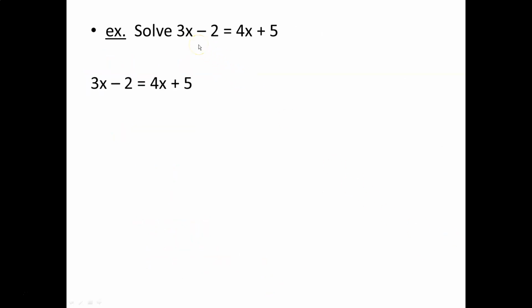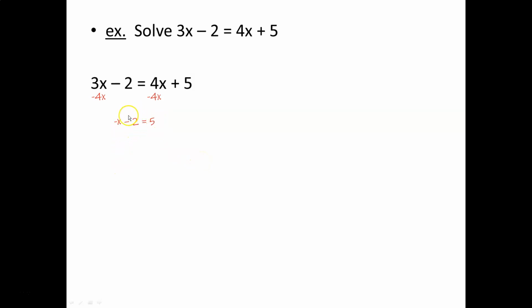Now we don't have to worry about distributing, but we have x's on both sides of the equation. So we have 3x minus 2 equals 4x plus 5. The first thing we're going to do is get rid of the x's on one side of the equation. So I subtracted the 4x. And you can start with the numbers, that's totally fine. As a force of habit, I start with the x's usually. So 3x minus 4x is negative x. 4x minus 4x is 0, so it comes off that side.